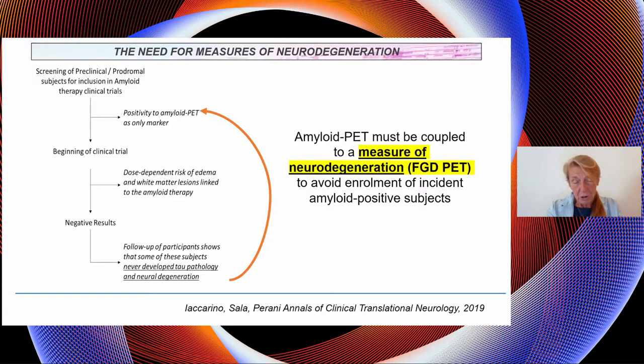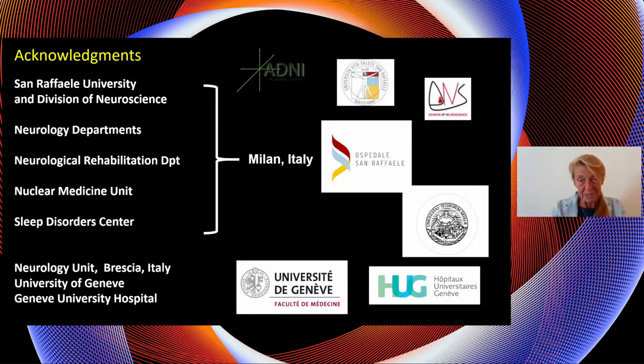So amyloid PET is an important measurement. Tau PET, we will see in the next talks, is a very important measurement, but a measure of neurodegeneration, especially in the very early phase, is also important. So I give you this message. And I stop my presentation and introduction, thanking all the collaborators, and shall we move to the first presentation.